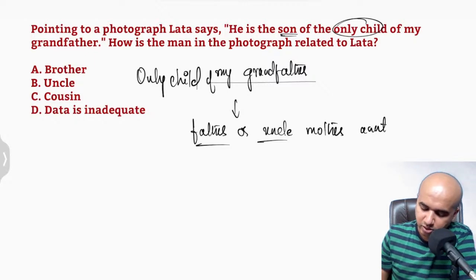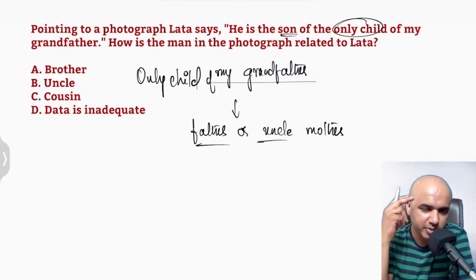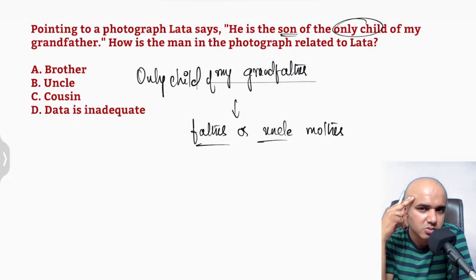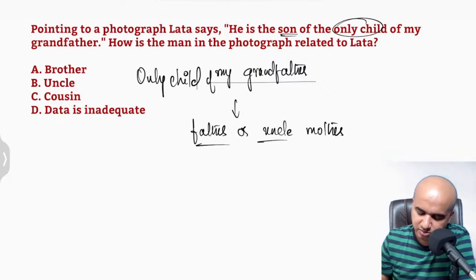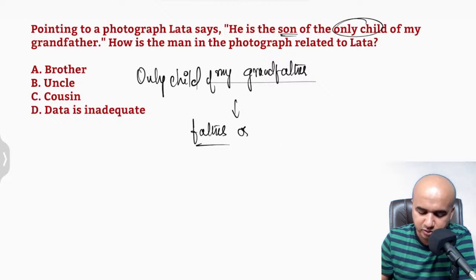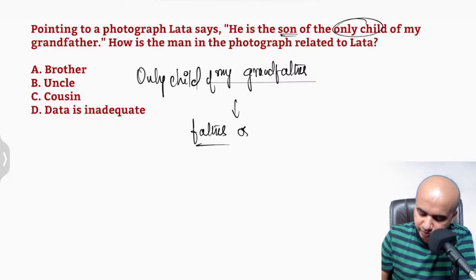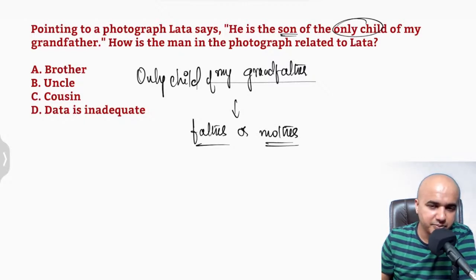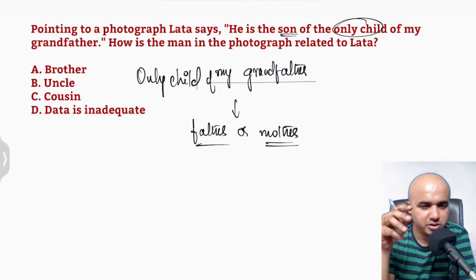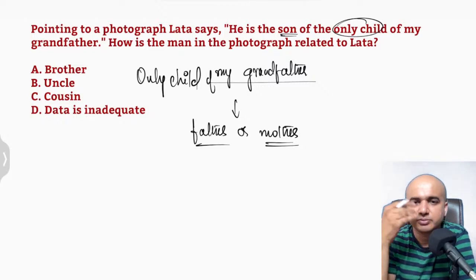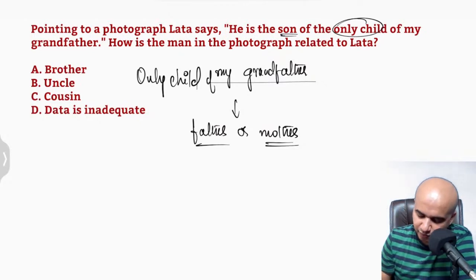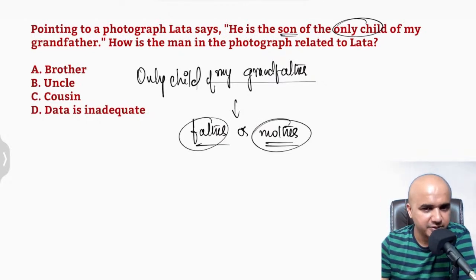No, my aunt cannot be possible, no? Then how will they be my grandfather's only child? Is the son of the only child. Only child means only two options actually: father or mother. Uncle is also out of question. Okay, this could be your father or mother, the only child of your grandfather. If it is paternal grandfather, father. If it is maternal grandfather, your mother. Let's stick to that for the time being. Father or mother, one of your parents basically.